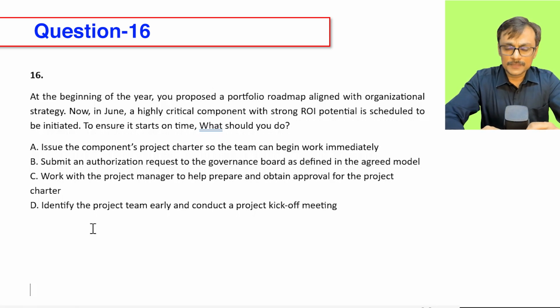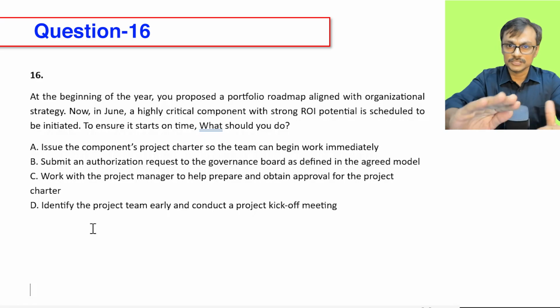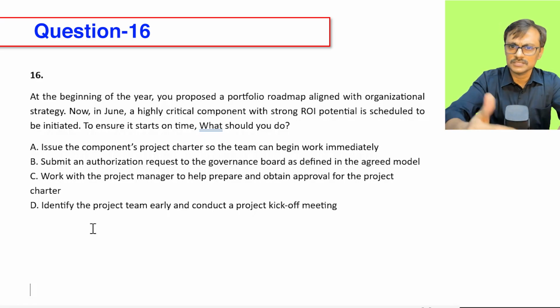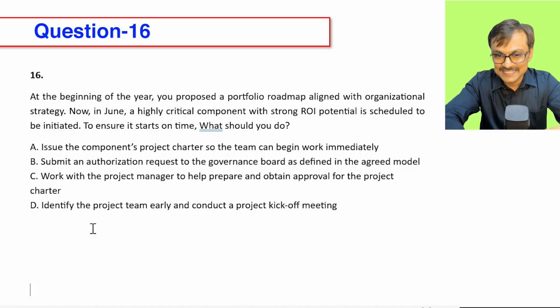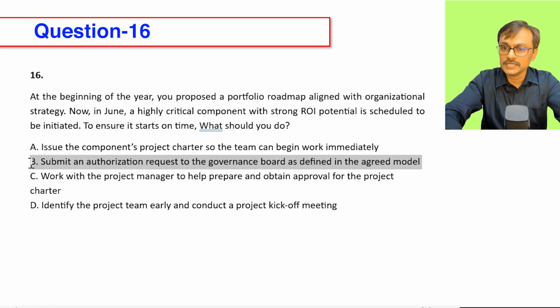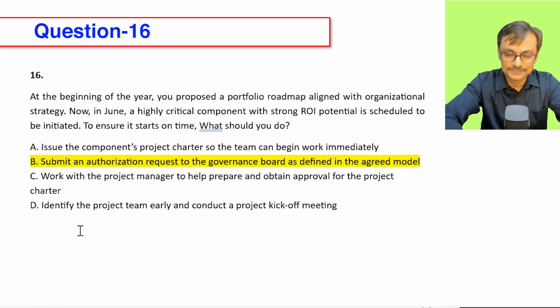Option D, identify the project team early and conduct a project kickoff meeting. It is going further beyond. It's more than a charter. It says something is getting delayed, so why don't I just get started? It's too fast. Let's not do that, and we focus on taking the appropriate process with the help of our governance model. So I need to take the authorization.